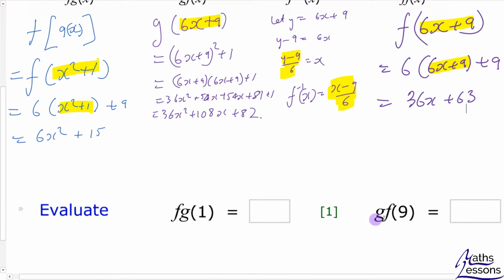Let's just check you know how to put numbers in. See if you can do both of these. I'll give you 30 seconds for both, because all you're doing is just putting a number into answers we've already worked out.